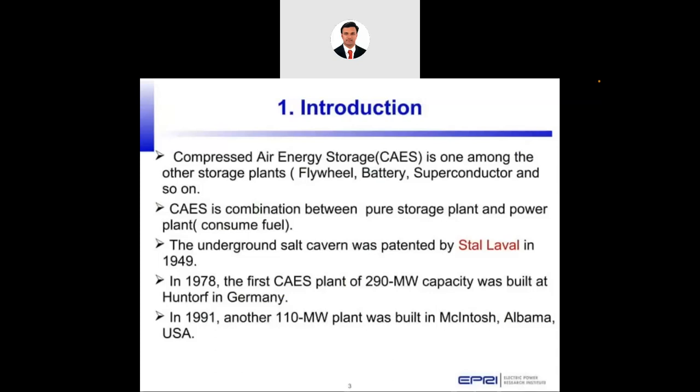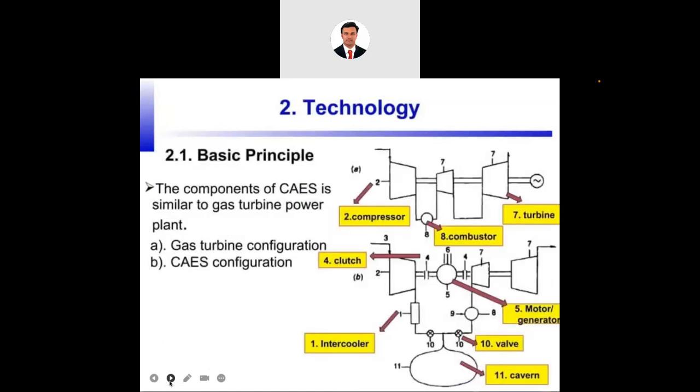This compressed air energy storage is a combination of a pure storage plant and a power plant. Okay, so we are using underground caves to store this compressed air. It was already installed in 1948. This type of power plant or energy storage is available all around the world. Okay, so the basic principle of how it works.